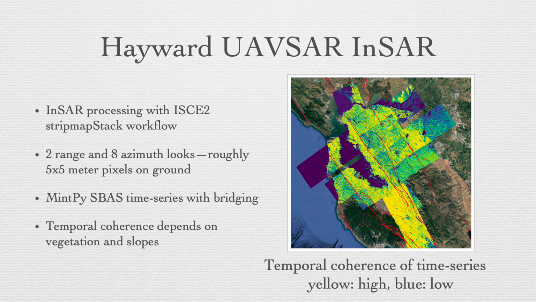This map here shows the temporal coherence of time series for the various strips over the area. Temporal coherence depends again on the vegetation and on the steepness of the slopes.